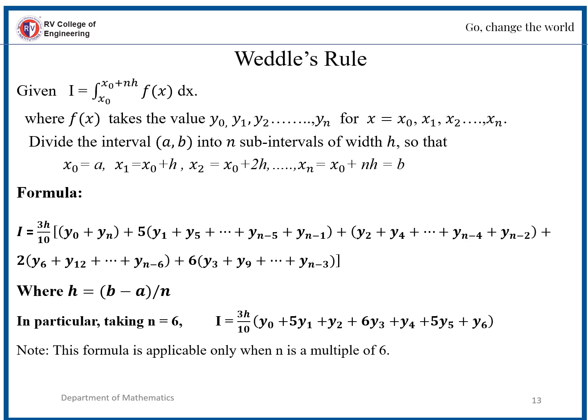So we can only divide the subintervals into a multiple of 6. So you can have n equal to 6, 12, 18 and so on. This is how easily you can remember this formula. Please remember the pattern. It is 1, 5, 1, 6, 1, 5, 1. Again you start with 1 and you end with 1.